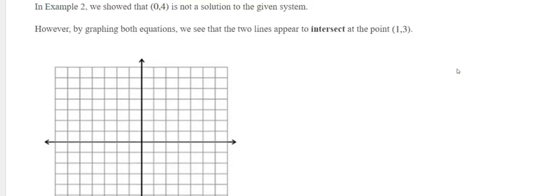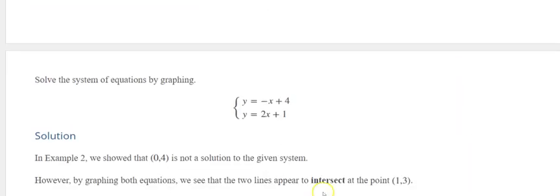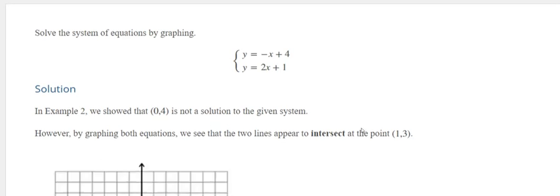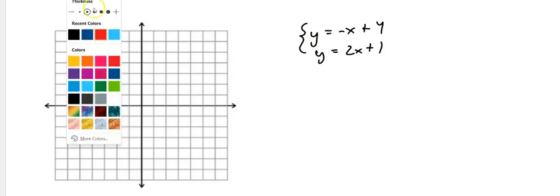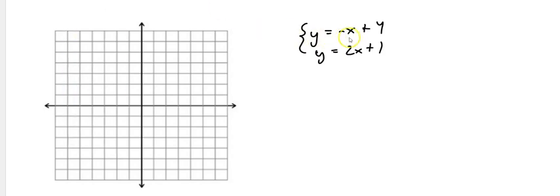Let me pull down the equation here. Y equals negative x plus 4, and y equals 2x plus 1. Okay, let's graph the first one. I'll graph it in blue. We're going to go to the intercept right here, because we know that that is our intercept.